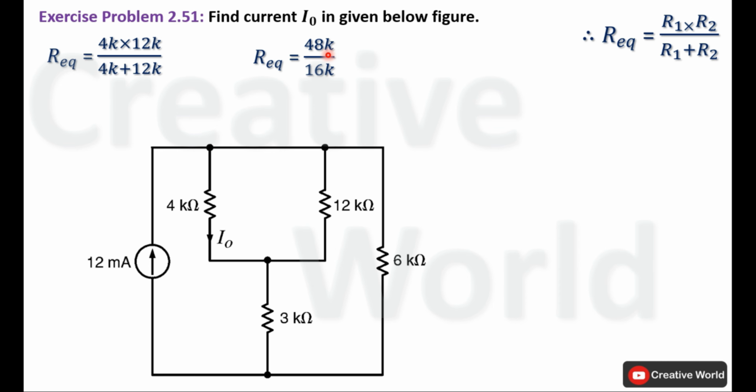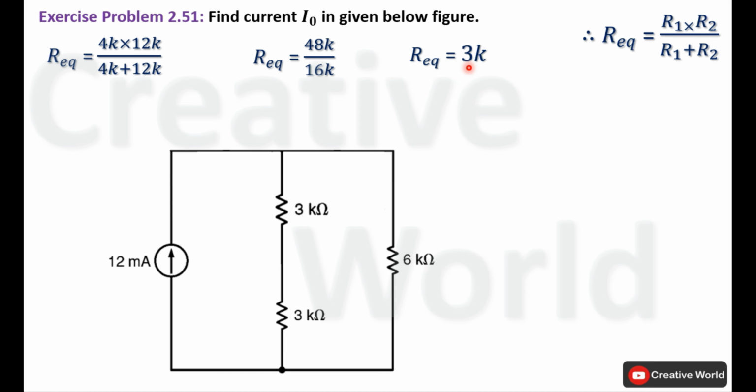Now divide 48 kilo ohm by 16 kilo ohm. The answer will be 3 kilo ohm. So we can replace these two parallel connected resistances with a single resistance having the value of 3 kilo ohm. Modify the circuit according to the calculated equivalent resistance. Now we can calculate the current of this branch.